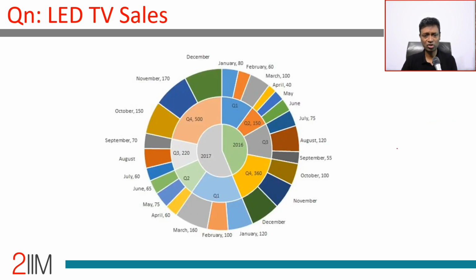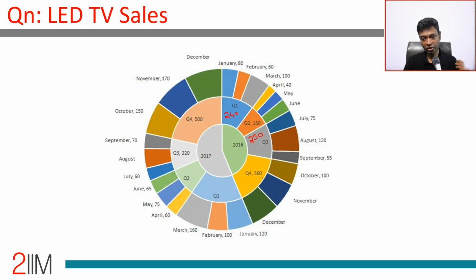I'm going to jump in and solve, write down whatever we know straight away. Find whatever we can figure out straight away. Think about this. Q1, we have January, February, and March. So we can write this total. 80 plus 60, 140 plus 100, 240. Q2, we know April, we don't know May and June. We'll come back to that. Q3, we know July, August, September. 75 plus 55 is 130, 130 plus 120, 250. This we know.